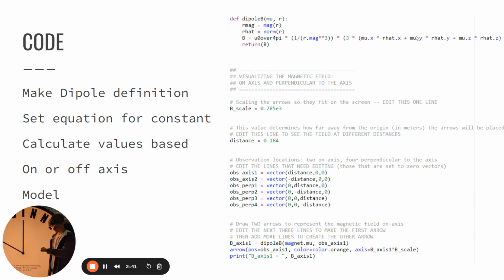Moving into the code, a couple of things needed to be done. The dipole definition needed to be made. The equation needed to be set for the constant, the magnetic constant. And then values needed to be calculated based on or off axis, which would also factor into the model, where the arrows would point and how that influenced the structure of the model.